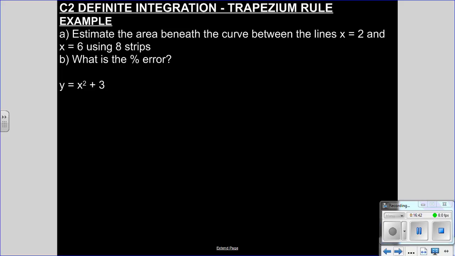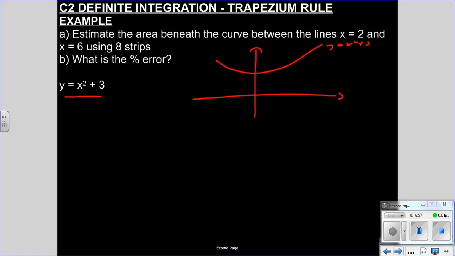Let's have an example to get this going. Estimate the area beneath the curve y equals x squared plus 3. You don't need to draw it necessarily, but it does help. We could integrate this, but I'm just making a point here to see how accurate we are. Between x equals 2 and x equals 6, and it wants us to use, well, we're not going to use 8 strips, that would take a while. Let's use 4 strips.